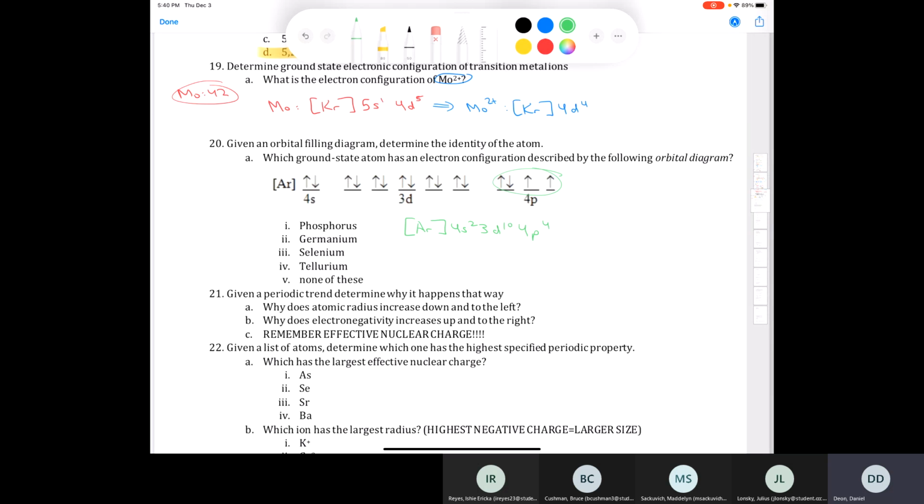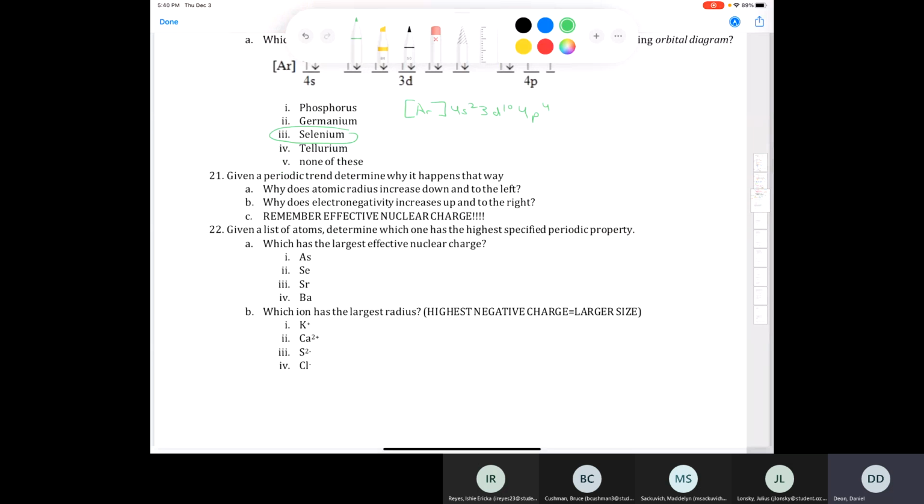So if you go on the periodic table, you start with 4s2, that takes you to calcium, and 3d10 takes you all the way to zinc. And then if you have 4p4, 1, 2, 3, 4. Good, I can see this time. Anyhow, it's element number 34, and it is selenium. Okay, you got to know a little bit about the periodic trends.